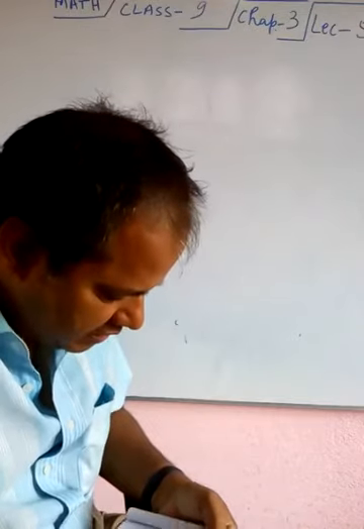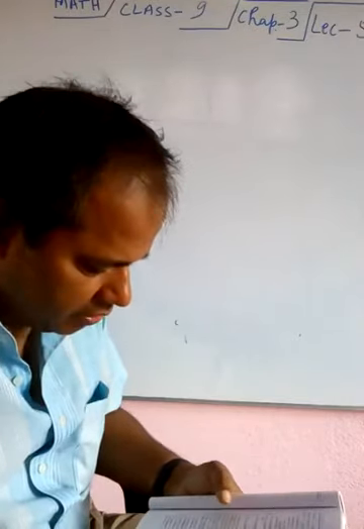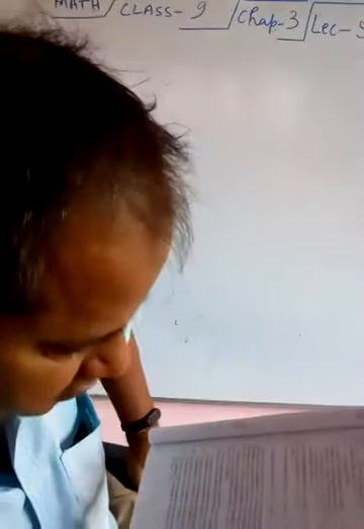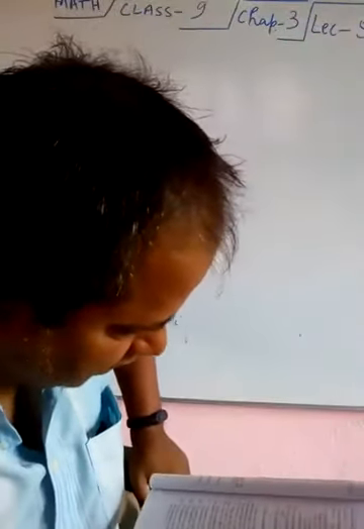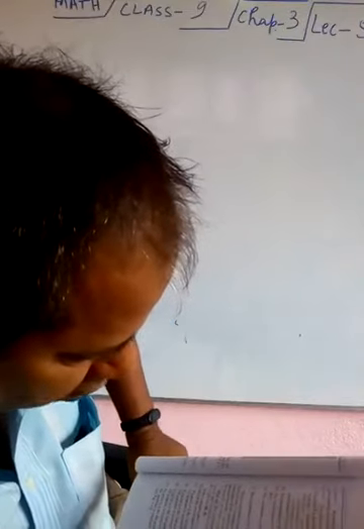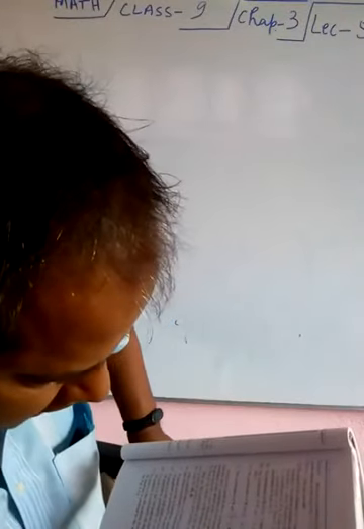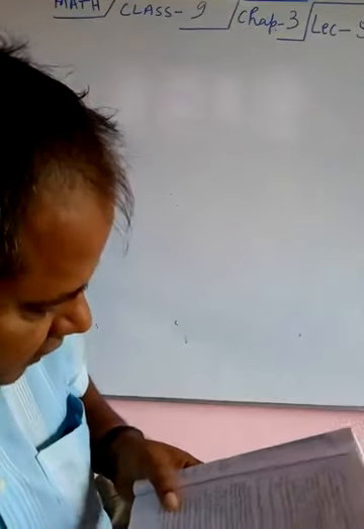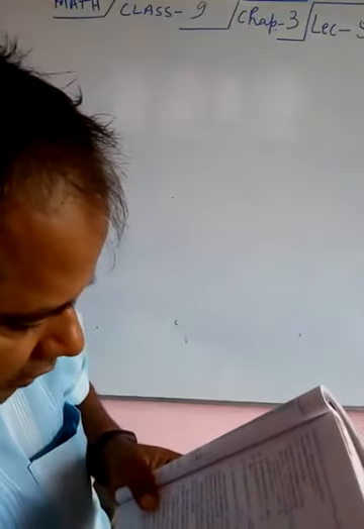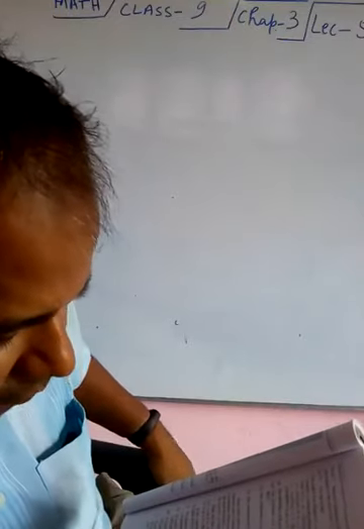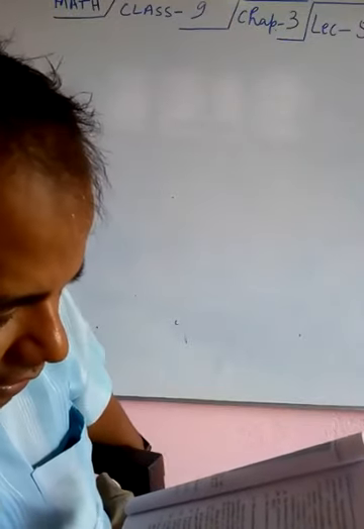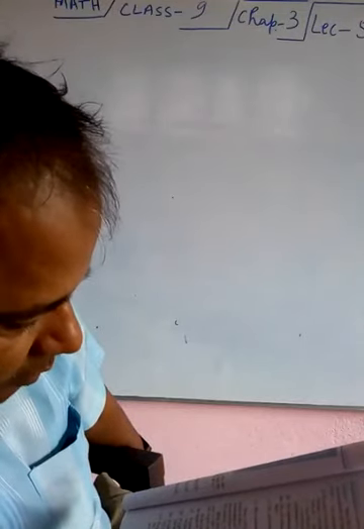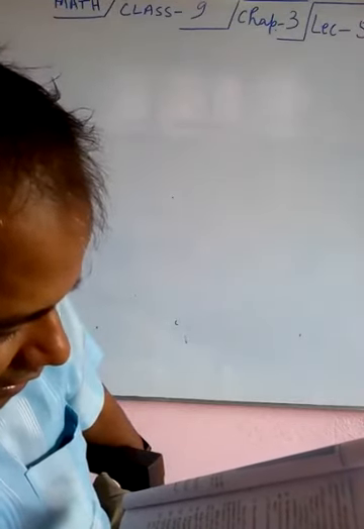Since every point on the x-axis has zero distance from the x-axis, therefore the y-coordinate of every point lying on the x-axis is always 0. Thus the coordinates of any point on the x-axis are of the form (x, 0), where x is the distance of the point from the y-axis.